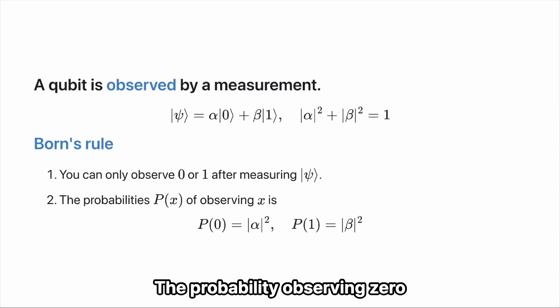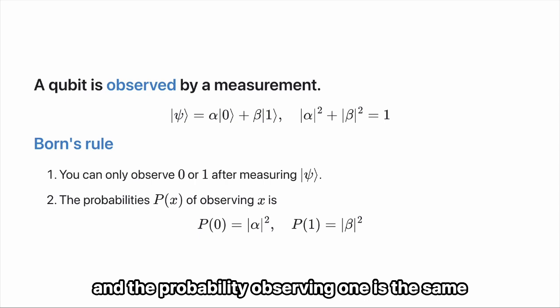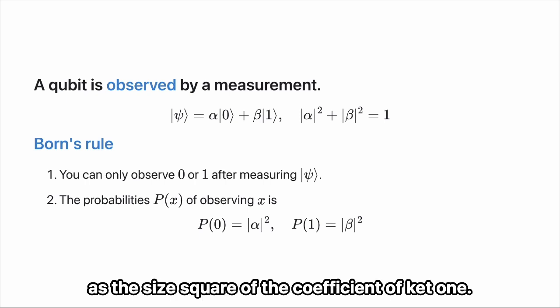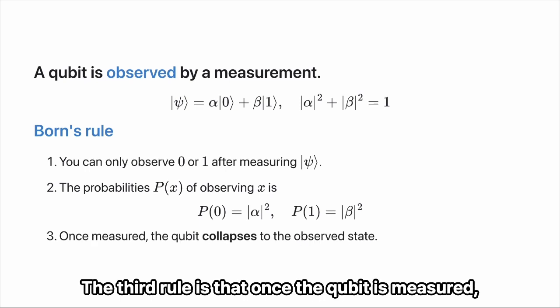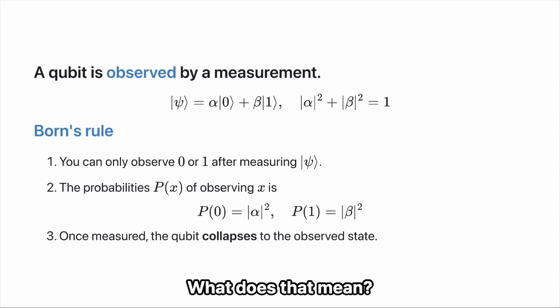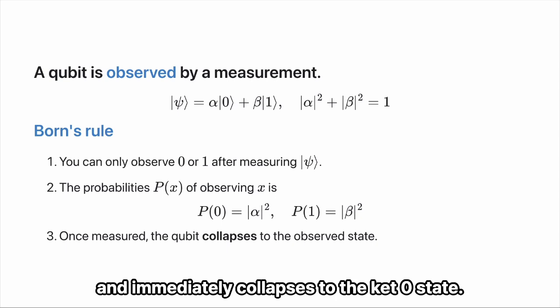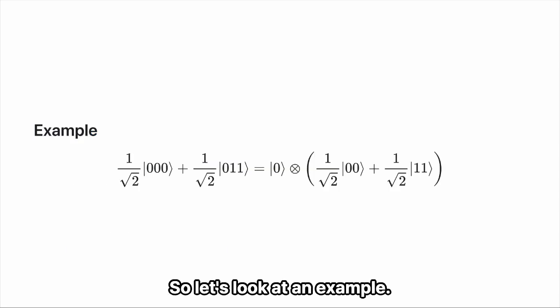The probability of observing 0 is the same as the size squared of the coefficient of cat 0, and the probability of observing 1 is the same as the size squared of the coefficient of cat 1. The third rule is that once the qubit is measured, the qubit collapses to its observed state. What does that mean? Suppose you observed 0 after measuring this cat psi. Then, as soon as you measured, the quantum state loses all its information and immediately collapses to the cat 0 state. So let's look at an example.